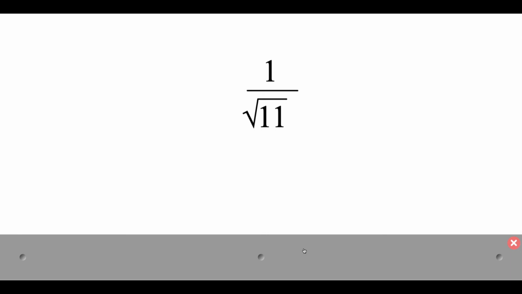Taking a look at this one, we've got 1 over the square root of 11. So to get that radical off of the bottom, we're going to multiply top and bottom by the square root of 11. On top, 1 times the square root of 11 is the square root of 11. On bottom, the square root of 11 times square root of 11.